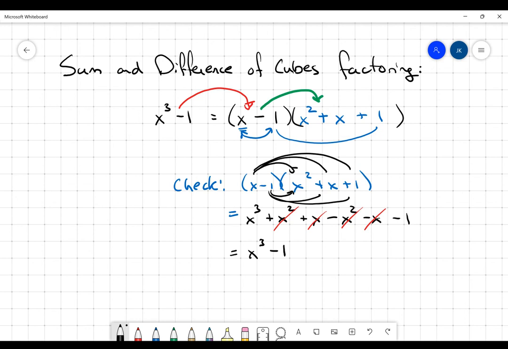And so that works. That's how that one works here. If the sign had been different, if it had been x cubed plus 1, then my answer would have been x plus 1, x squared minus x plus 1. Just so you see the difference between those two.